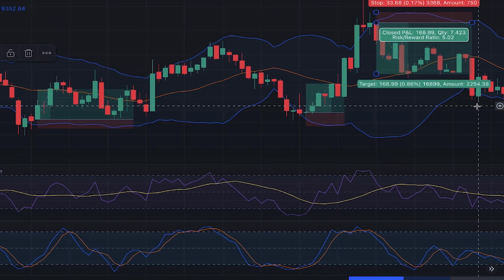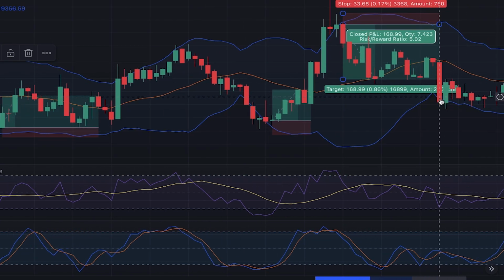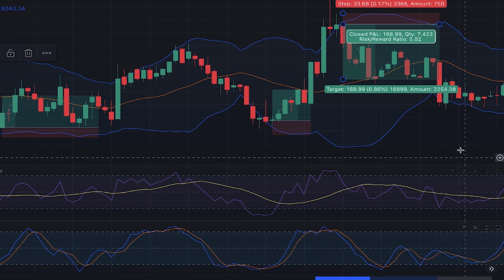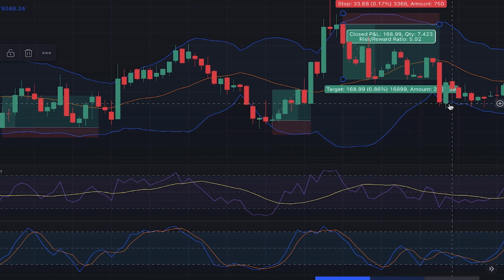After this, here the price again reaches the lower band of the Bollinger Bands and breaks it, and the candle closed below the lower band of the Bollinger Bands. But the RSI and stochastic oscillator didn't give any signal for taking any trade at this point, so we don't take any trade here.